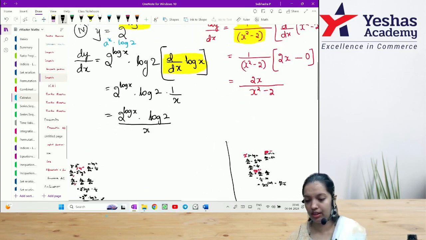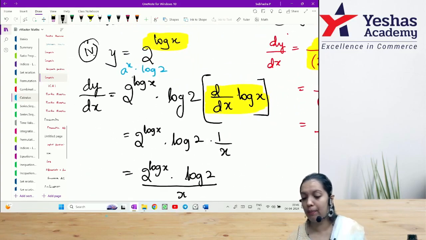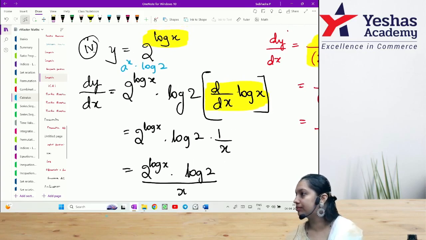And then the last one. A power x formula: derivative is a power x into log a, so 2 power this into log 2. Next, derivative of log x is 1 by x. So this is your final answer. How many got all 5 answers correctly? Hands down.